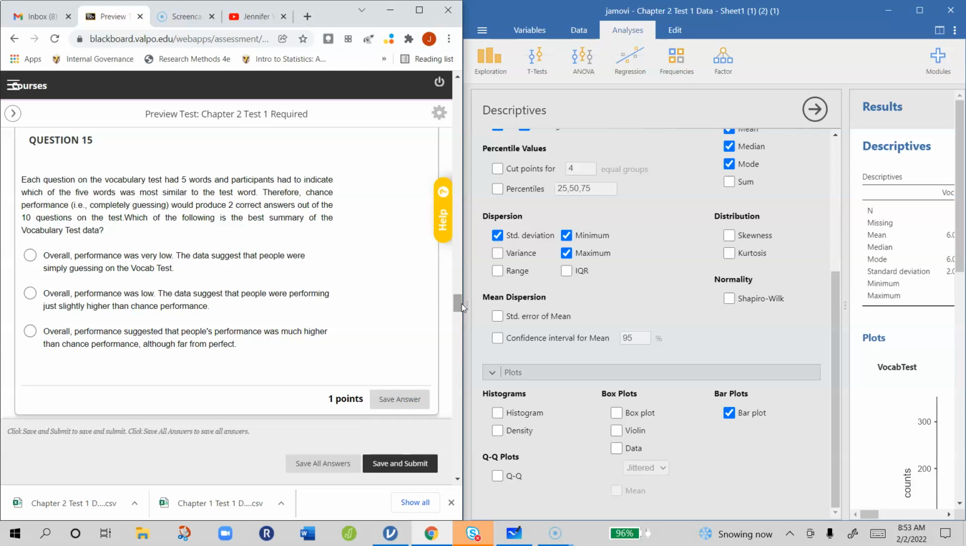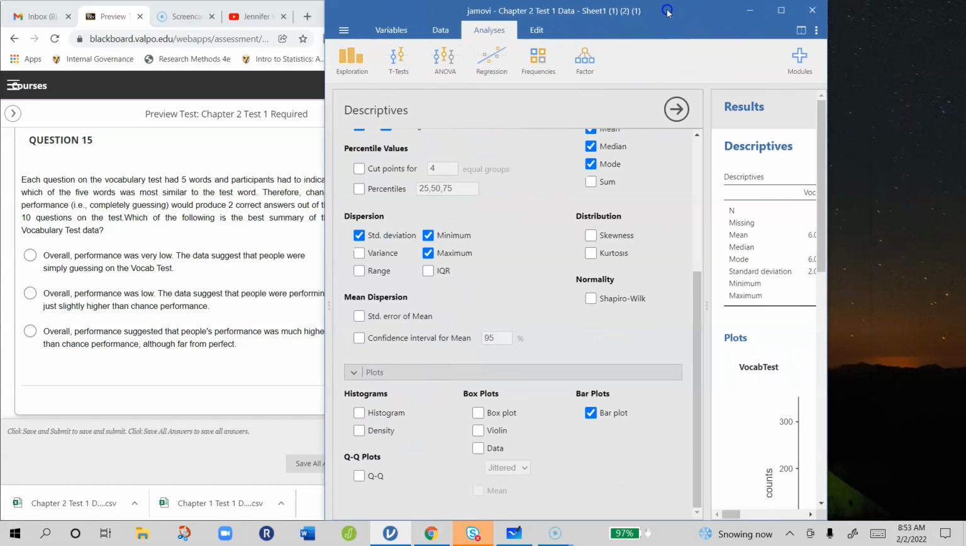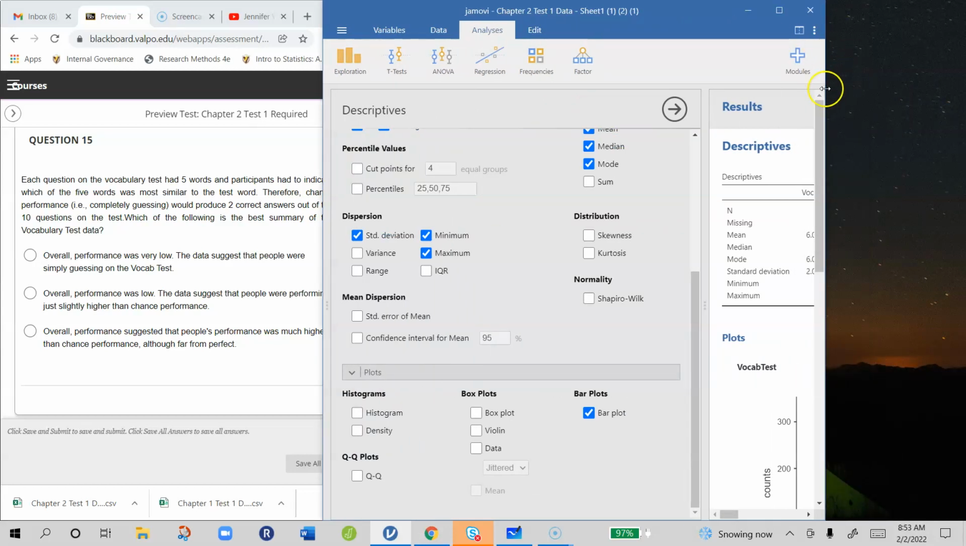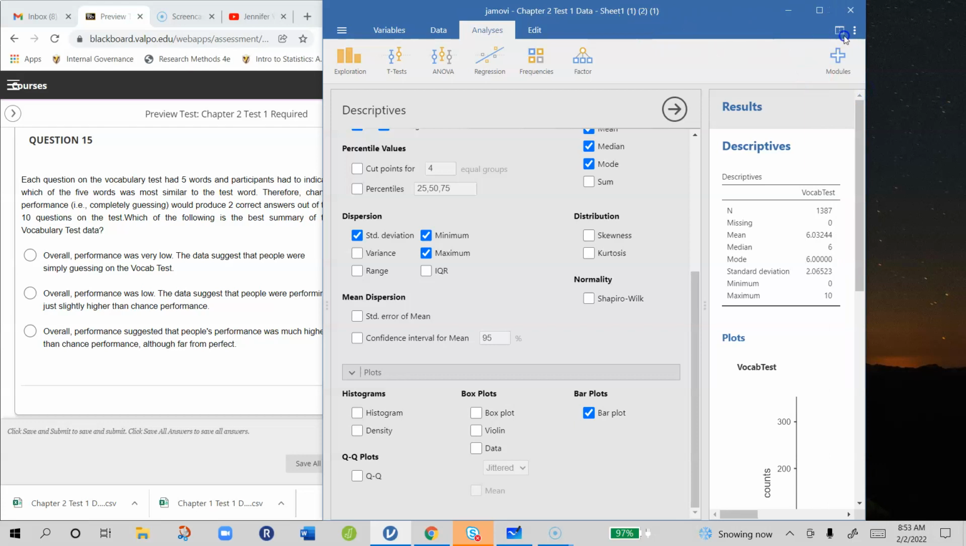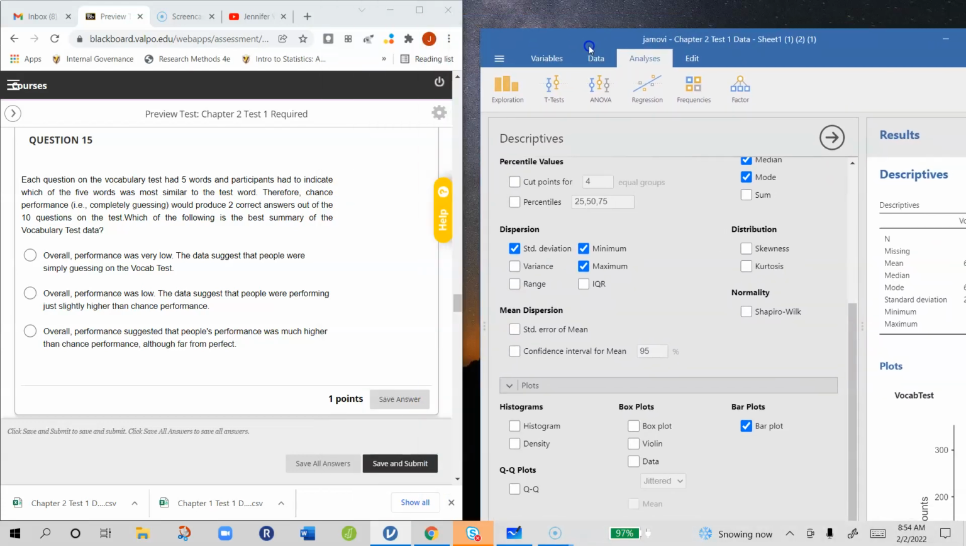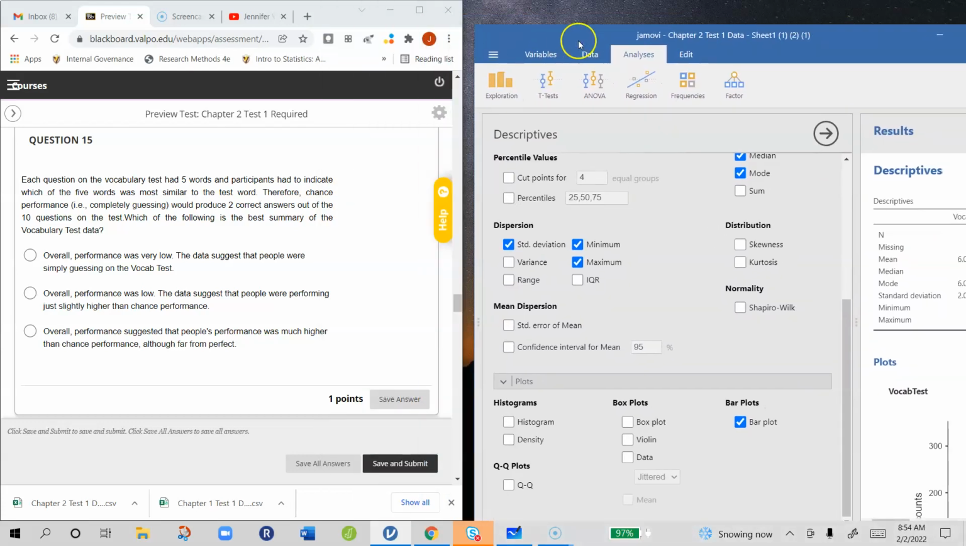Okay, next we have each question on the vocabulary test had 5 words, and participants had to indicate which of the 5 words was most similar to the test word. So chance performance would be 2 answers correct out of 10 questions on the vocabulary test. So we're wondering, well, how does our data look when we consider that, right? Our mean was 6.03, so our mean was very close to 6 here. So performance was better than chance, right? It was far from perfect, but way better than chance performance.